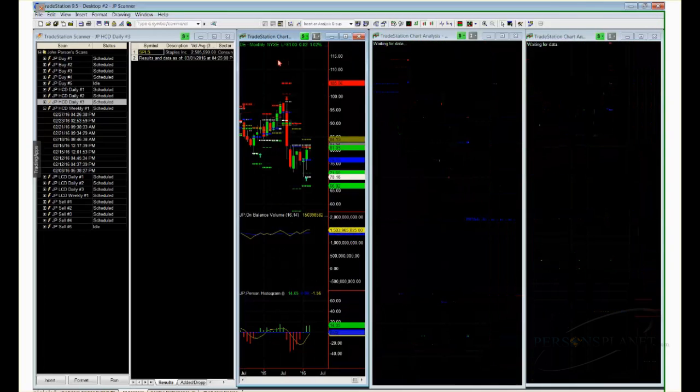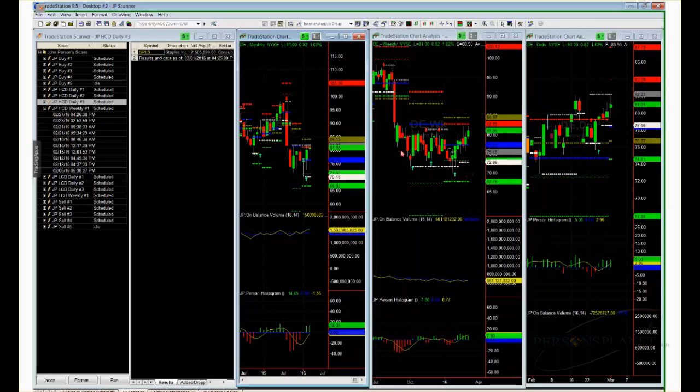A lot of the stocks in this sector, including Deere, are starting to see some accumulation there.